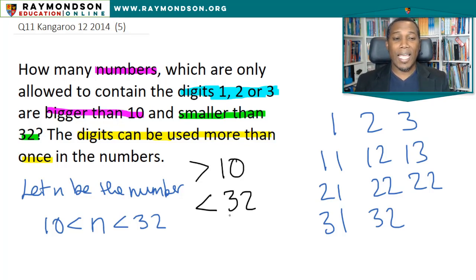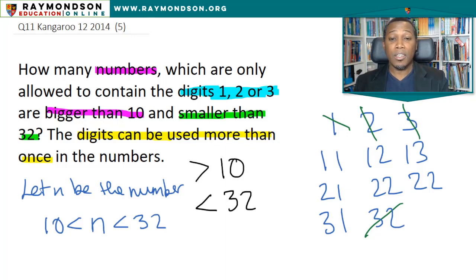Now, the first rule is that your number has to be less than 32. So can I count 32? Is 32 less than 32? No. So 32 is gone. And then we also said the number has to be more than 10. So can I use 1? Can I use 2? Can I use 3? No. Now you're left with all the numbers that meet the criteria. These are all the numbers more than 10, less than 32, using the digits 1, 2, or 3. And yeah, we could have used the digits more than once.